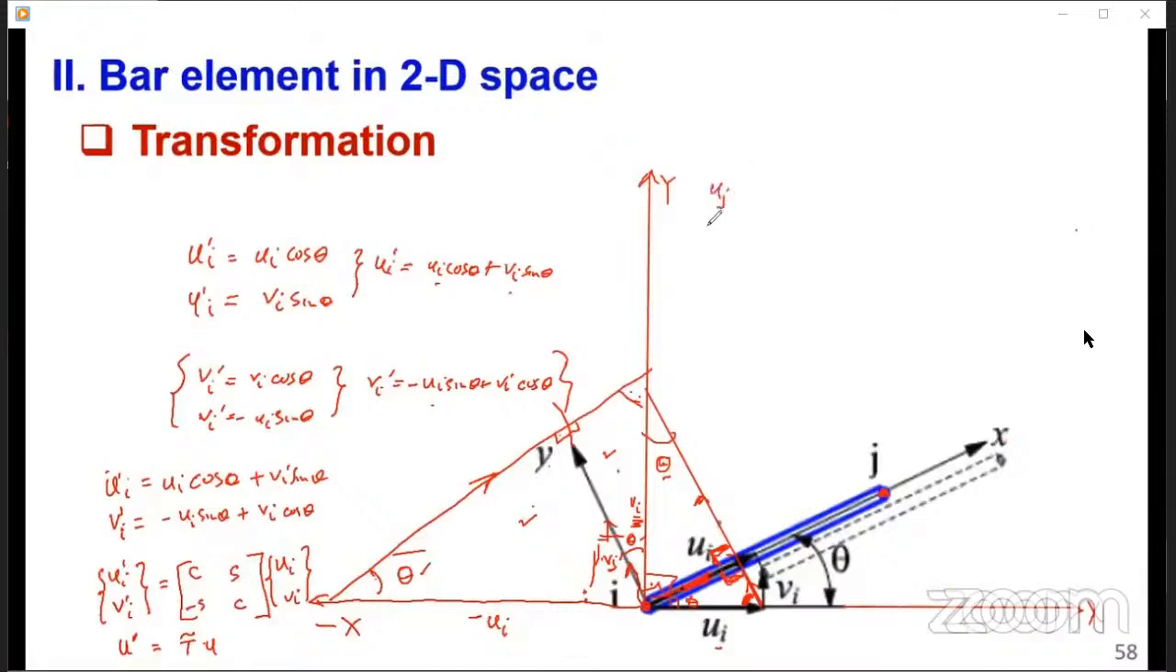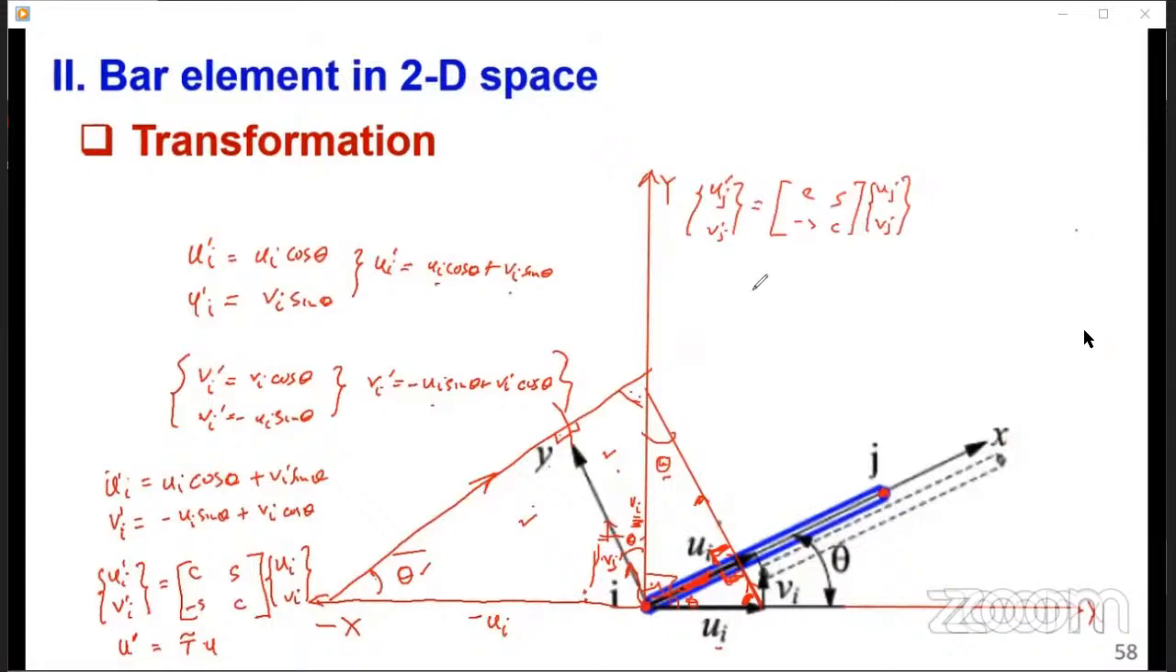U prime j, V prime j, and that is the second node, equals to cos sine minus sine cos, times uj, vj. Hope we are together up to that part.